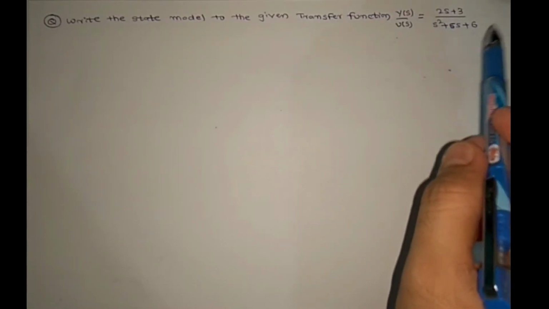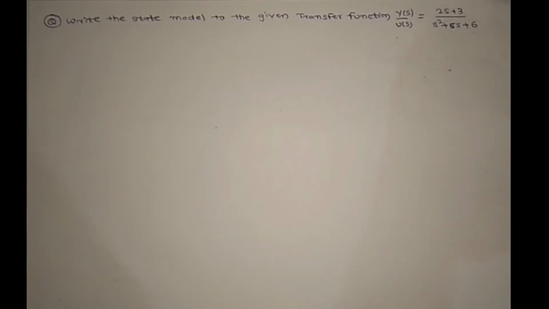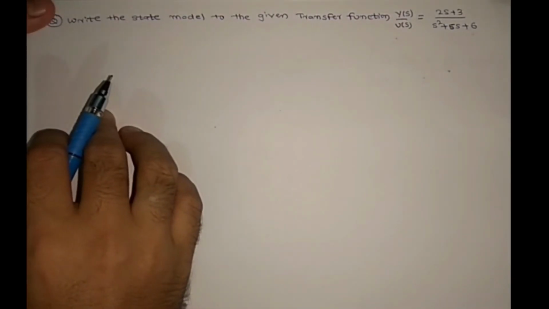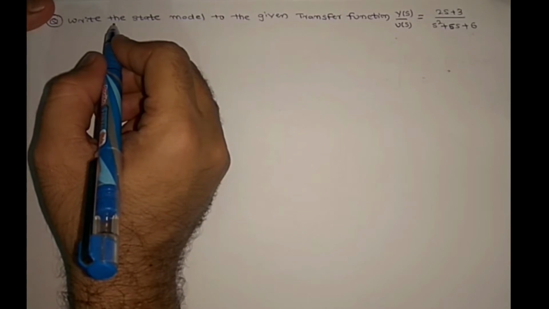Every system's poles are important, right? If any pole is in the right half of the S plane, then we can decide the system is unstable. So poles play a major role. From the state model also we can find the poles. How that is, in this lecture I am going to explain. So here they have given this equation.